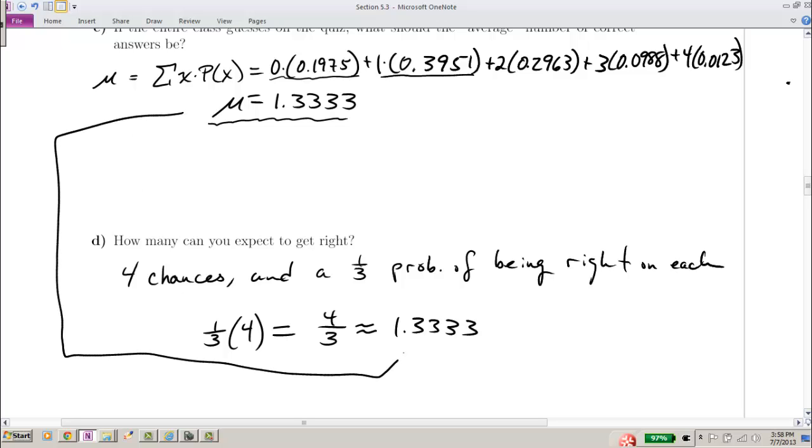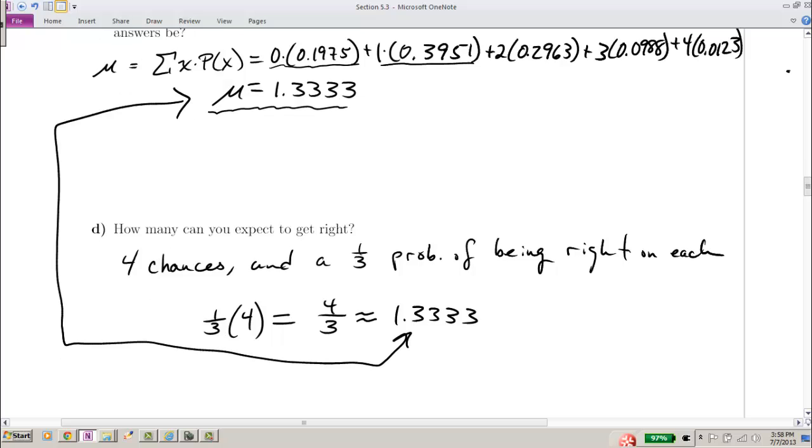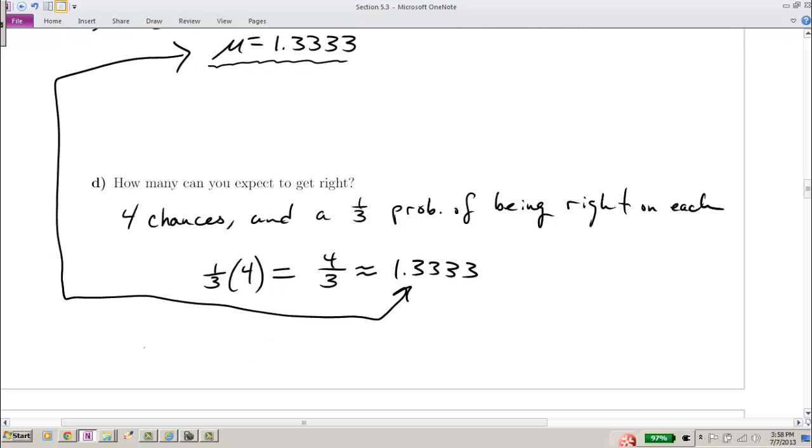But notice that we got the same response here. This is in fact not a coincidence, and we're going to delve into this a little bit more toward the end of this section. But in probability theory, the term expected value and the mean are synonymous.